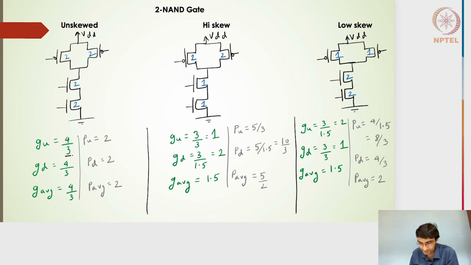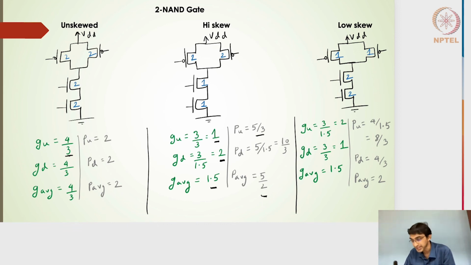Unskewed, this is something we already know, 4/3, 4/3, and 4/3. Parasitics is nothing but 2, 2, and 2. For the high skew inverter, which we had seen in the previous slide, it turns out to be 1, 2 for GD is equal to 2, and parasitic is 5/3 and 10/3. So its average value turns out to be 1.5, and the average value on the parasitic turns out to be 2.5.